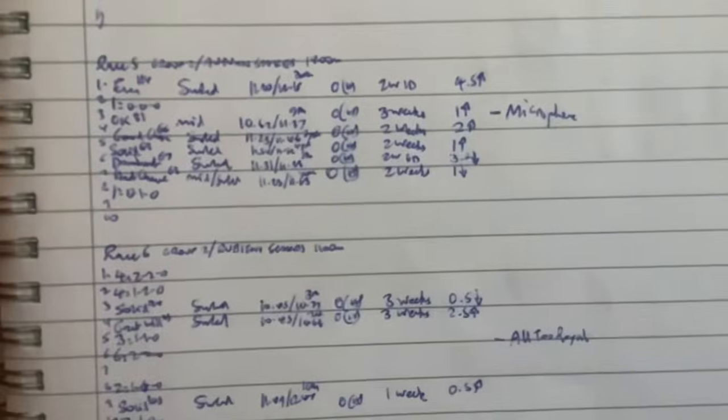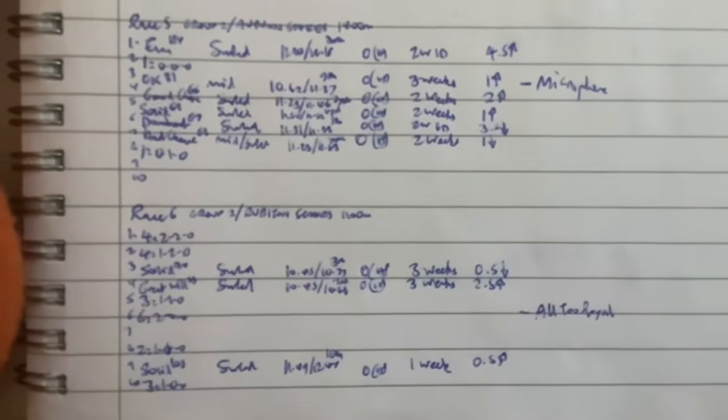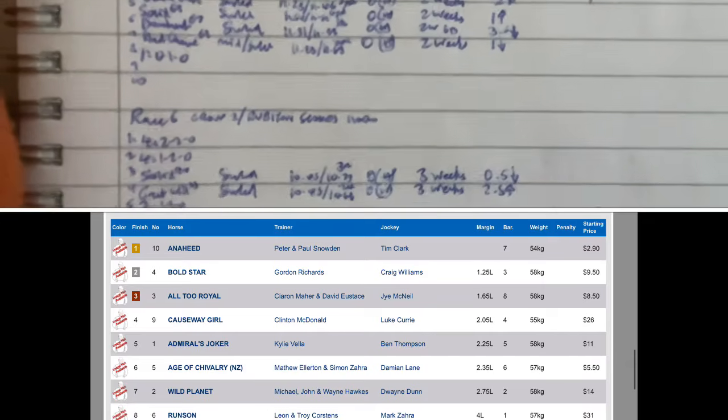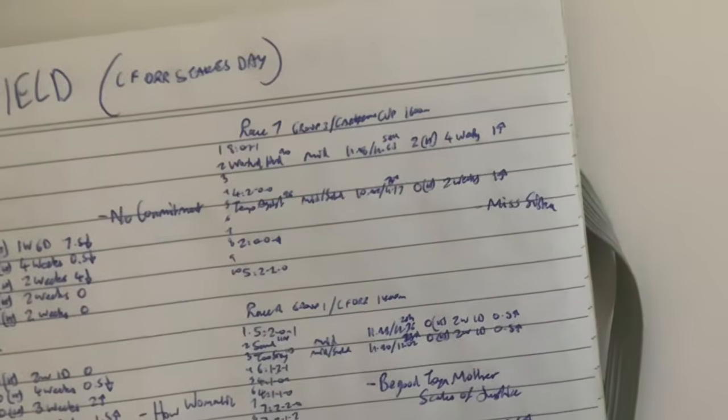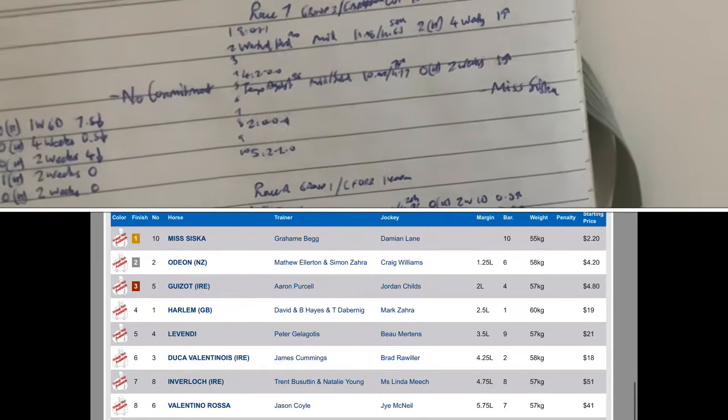In race 6, I've gone for All Too Royal in the Rubiton Stakes. It runs 3rd, beaten by horse number 10, Anna Heed, who was first up that day. In race 7, I've gone for Miss Siska in the Carline Cup. It's got the job done, horse number 10.